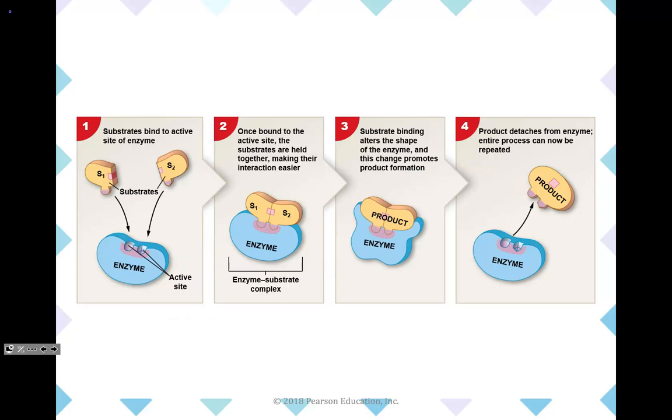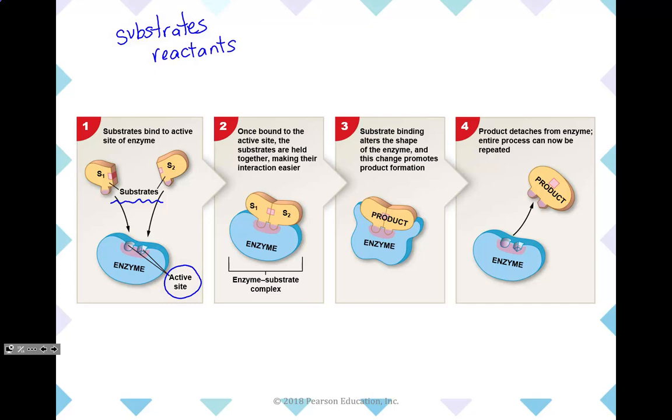Now, elsewhere in the chapter, your book tells you a lot more about enzymes. Enzymes are proteins, and so they'll have a folded or three-dimensional structure. And part of that structure is the active site. The active site is where the substrates bind. Now, substrates is a special name for the reactants in an enzymatic reaction.